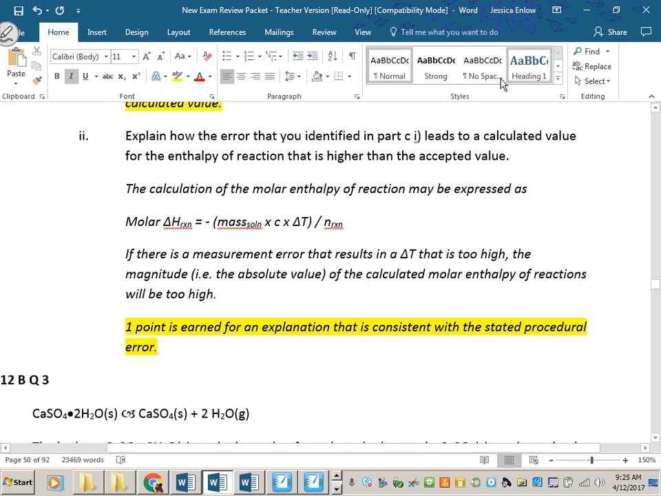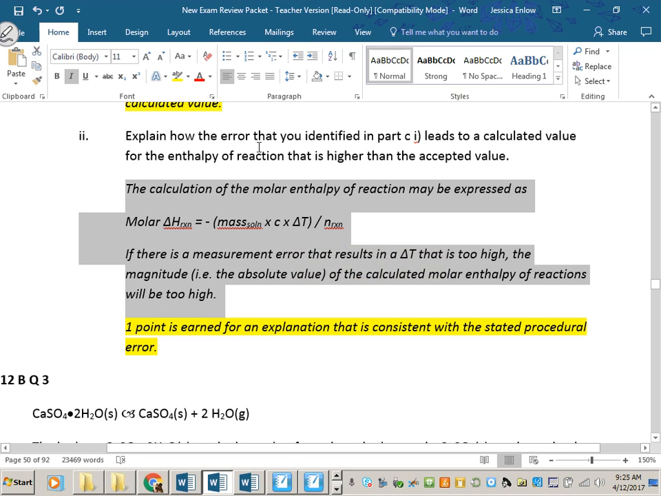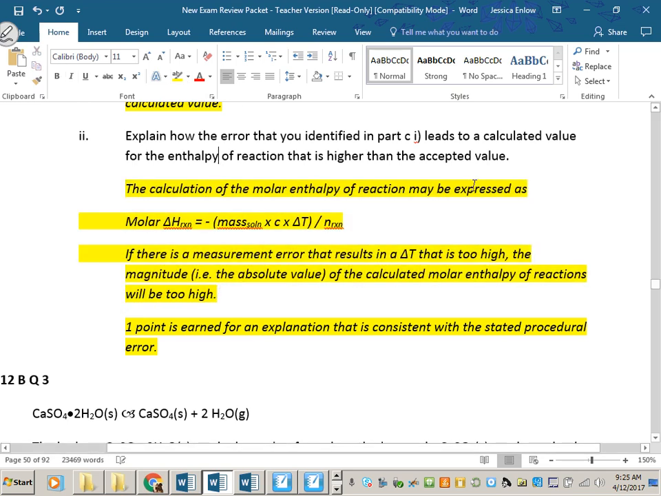explain how the error, I didn't highlight this, explain how it is calculating a value that is too high. So there's your information, which is delta H, which is just Q over moles. Q is our heat, so it's mass times specific heat times delta T, MCAT. So if your delta T was high, it would have yielded a more exothermic reaction. Or if you changed it to say read it too low, then it would be a more endothermic reaction. I'd look back and see how the question was phrased.